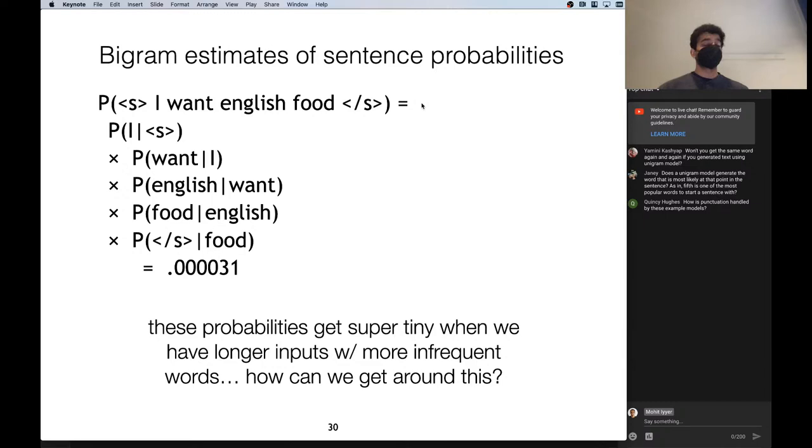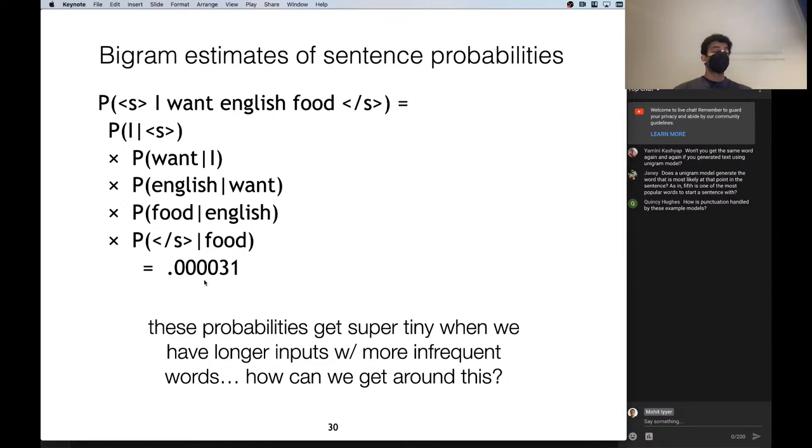The end of sequence symbol is important because it will happen more often after certain words. For example, periods, any punctuation mark is likely to end a sentence. Here it seems like we don't have a period for whatever reason, but we can multiply together all these probabilities and get the joint probability for the sentence.